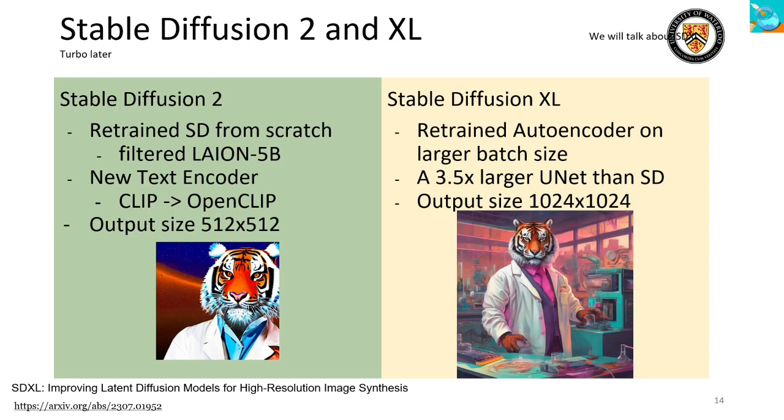For Stable Diffusion 2 and XL, in Stable Diffusion 2, they retrained Stable Diffusion from scratch on a filtered LAION-5B data. And they employed a new text encoder, which they moved from CLIP to OpenCLIP. Then for SDXL, they retrained the autoencoder on a larger batch size. And also they have a 3.5 times larger UNet than the original one, such that it was able to produce a larger resolution of output.